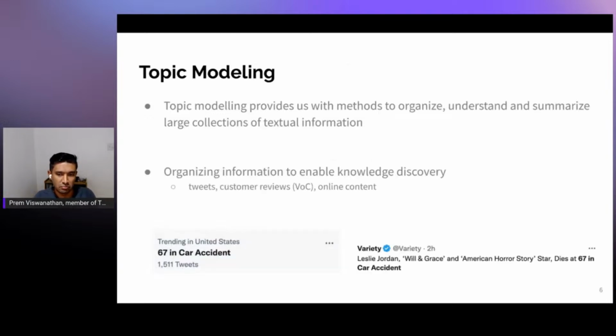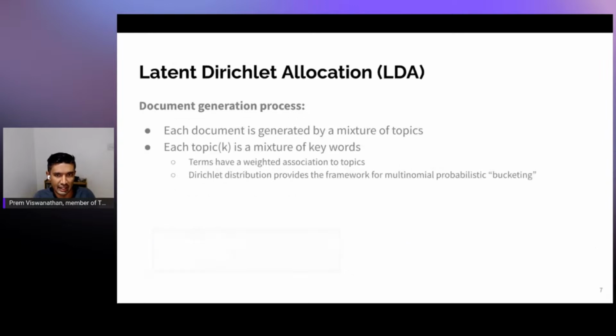Now, let's dive into some of the traditional methods that are present within topic modeling. And the most popular one tends to be latent Dirichlet allocation. This assumes that a topic is actually a mixture of keywords, which, like in the Twitter example we saw, totally makes sense. And at the same time, a document from a large corpus is actually generated by a mixture of topics. And this is the critical part.